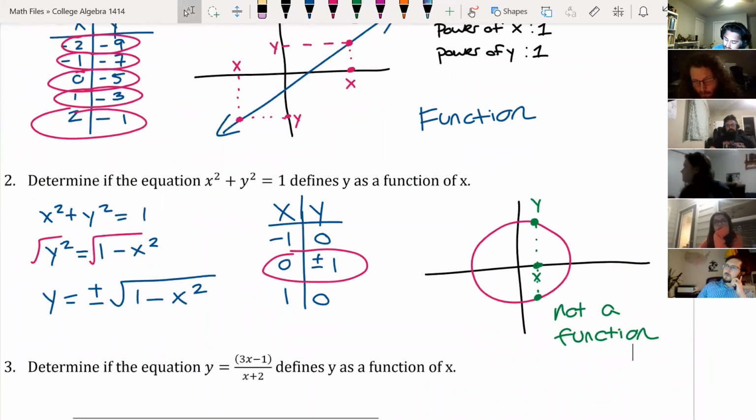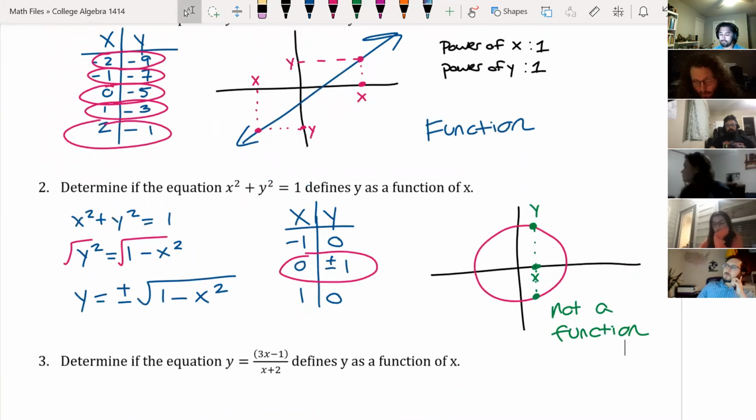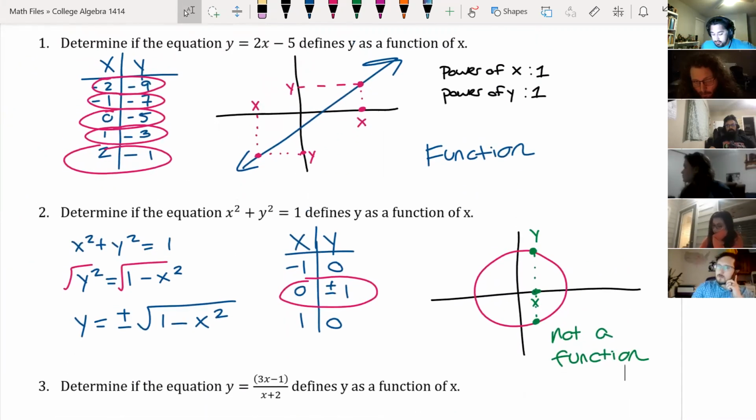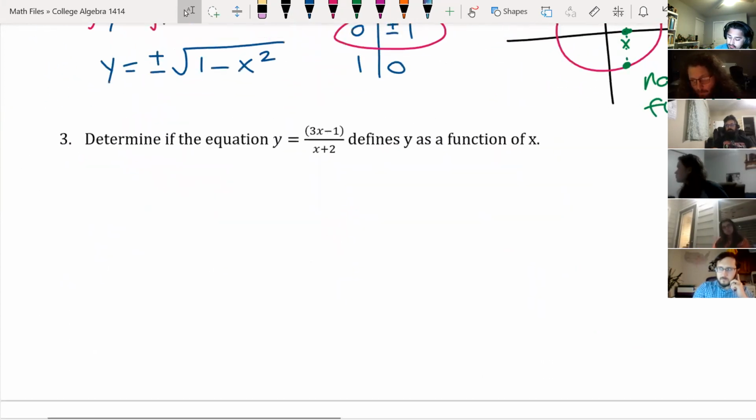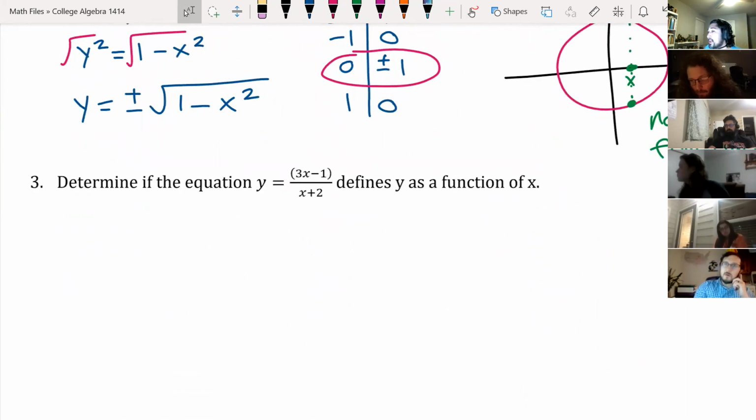All right, not bad. So powers, XY chart, graph it, whatever you have to do to determine whether it's a function or not. Number 3. Y equals 3x minus 1 over x plus 2. What do you guys think? Function or not a function?